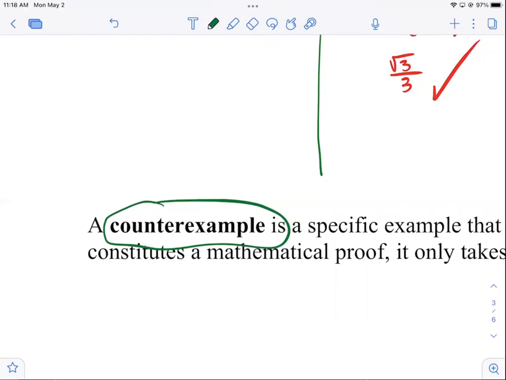So what does counter mean in this context? Like a counter argument. Go against. Good. So a counterexample is an example that goes against the claim that something's an identity. That's what a counterexample is.